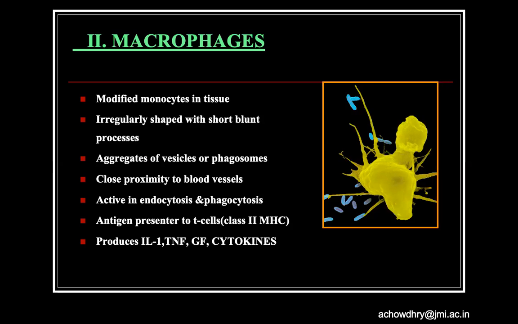They're active in endocytosis and phagocytosis. So they are present as aggregates of vesicles. They are present near, in short, irregularly shaped cells. They are present with short, blunt processes. So you need to really look for pictures available in plenty online. You will understand that these cells are very important part of pulp.